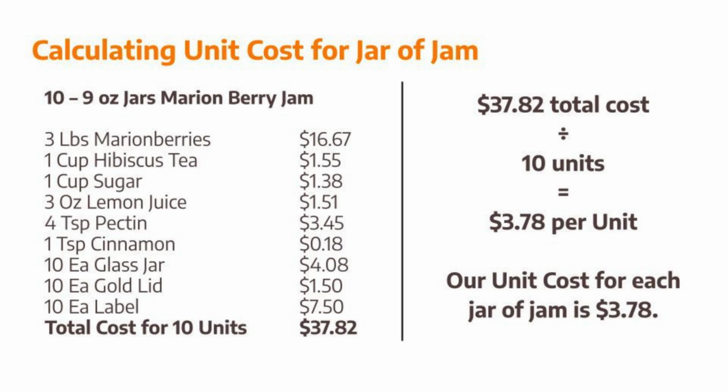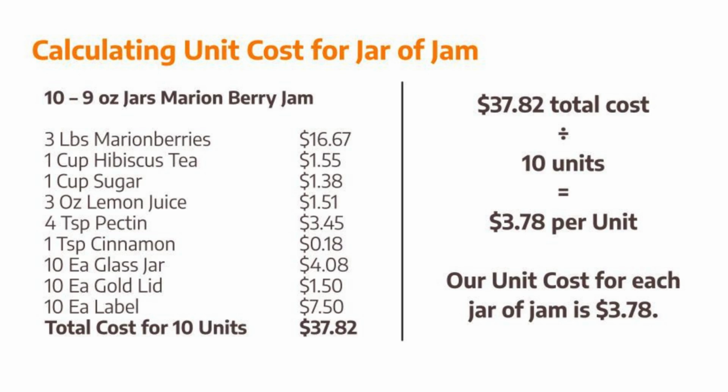Let's take a moment to learn how to calculate unit costs. Let's say that I have a side hustle making artisan jams, and I want to know what it costs for me to produce one jar of jam. Well, my recipe calls for producing 10 jars of jam, so I get the ingredients 10 jars at a time. I've got the berries, the tea, sugar, lemon, pectin, cinnamon, the glass jars, the lids, and the labels. And when I add that all together, it cost me $37.82 to make 10 jars.